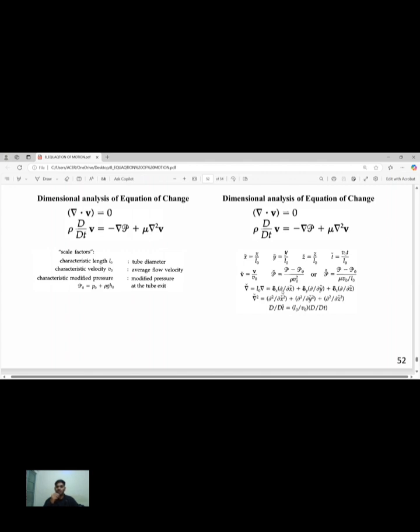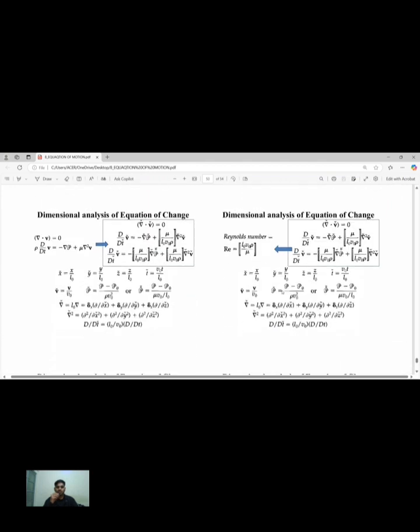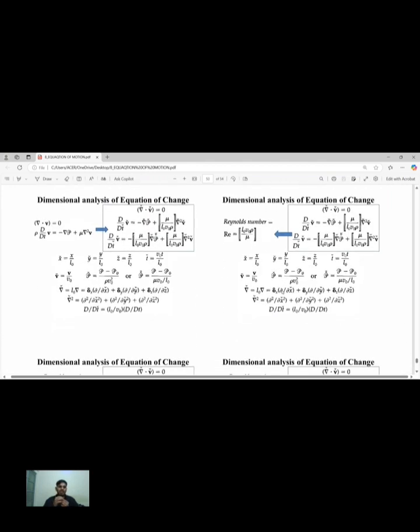So now the equation becomes d by dt cap is equal to L naught upon V naught into d by dt. We have multiplied L naught upon V naught with d by dt to convert into dimensionless form. Now we have seen the equation rho d by dt into v is equal to minus del p plus mu del square into v.